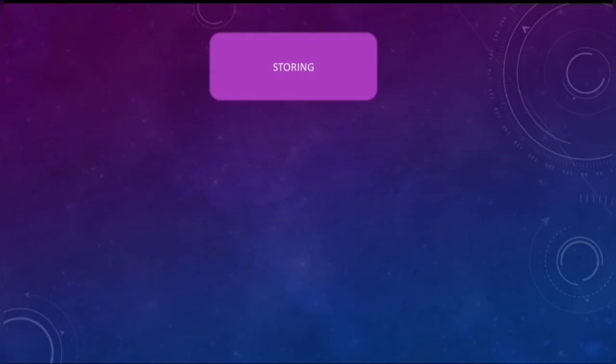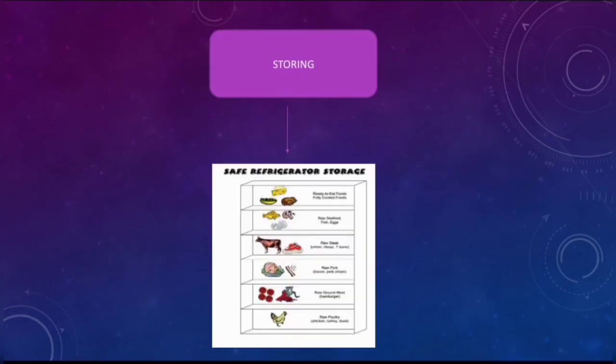The second one is storing food items. In storing food in the refrigerator, we need to store it correctly. On the top of the refrigerator, put the ready-to-eat food. The second layer is for the seafood. The third row is for the raw fish, followed by the raw meat, and then the processed food. The last row of the refrigerator is for the raw poultry.